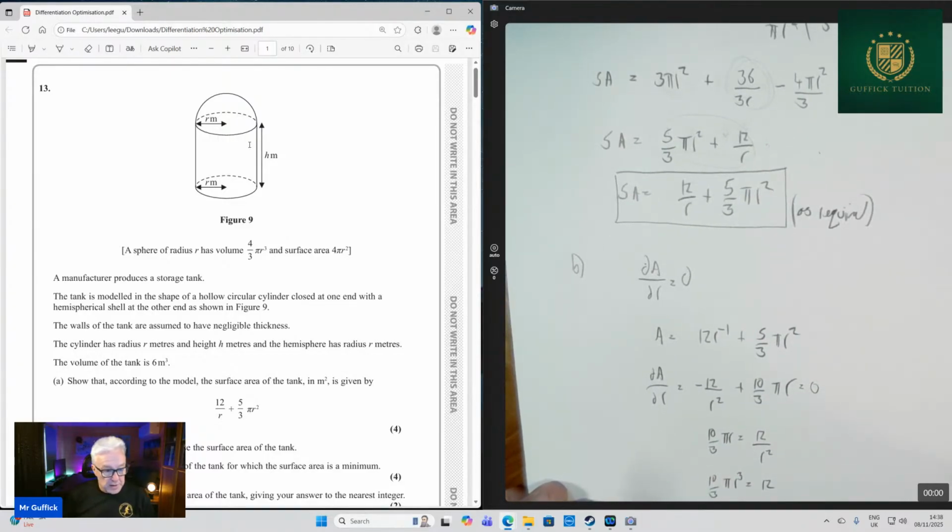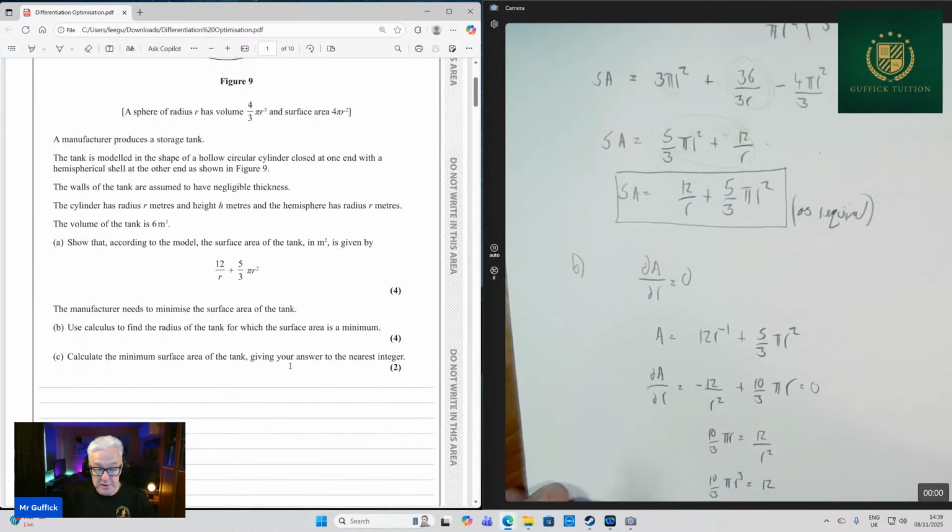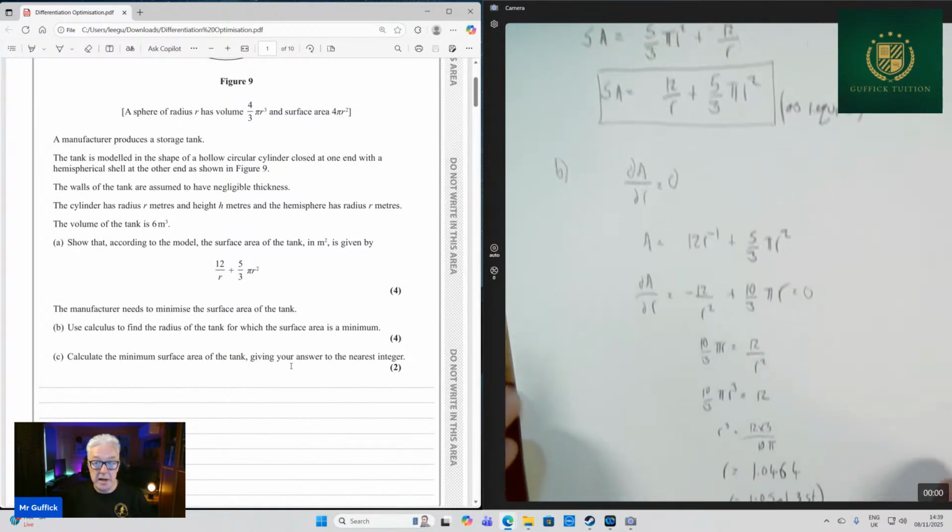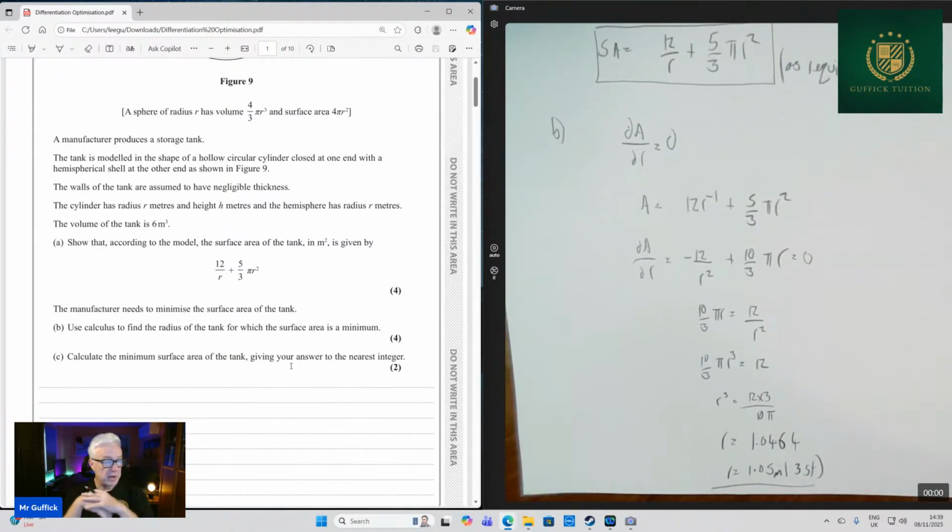Now the next thing, it says the manufacturer. Now in my experience, these part B's are always way easier than part A. So it says the manufacturer needs to minimize the surface area of the tank. Use calculus to find the radius of the tank for which the surface area is a minimum.